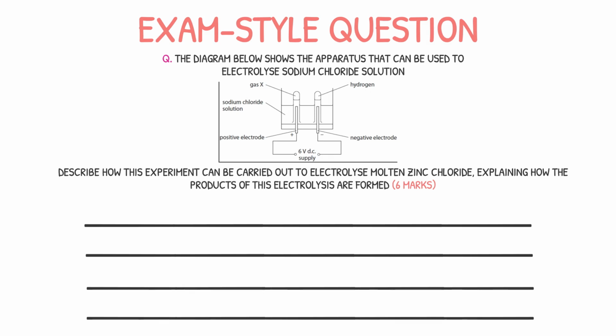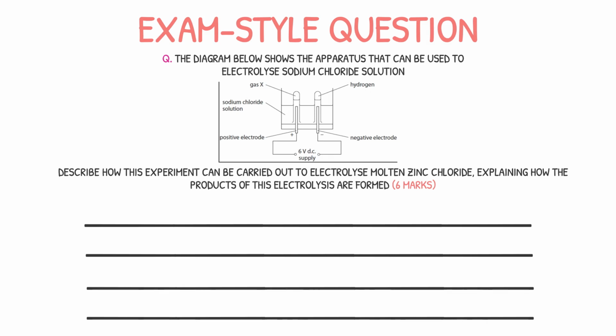Molten zinc chloride will consist of zinc and chlorine ions only, as opposed to zinc chloride solution, which will contain hydrogen and hydroxide ions too. It's important that you pay attention to the state of the ionic compound given to you in these types of questions, as the electrolysis of each would yield very different results.